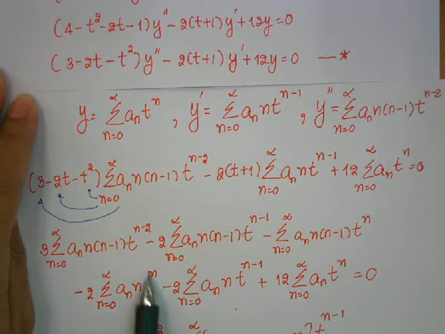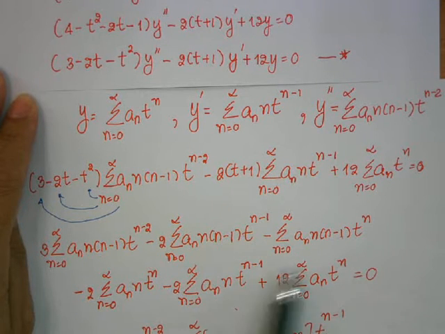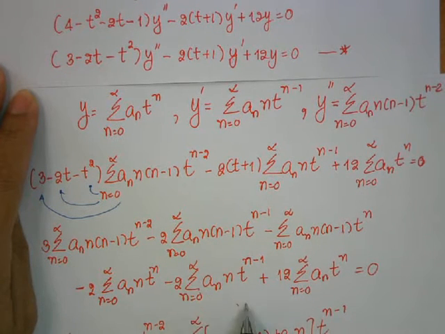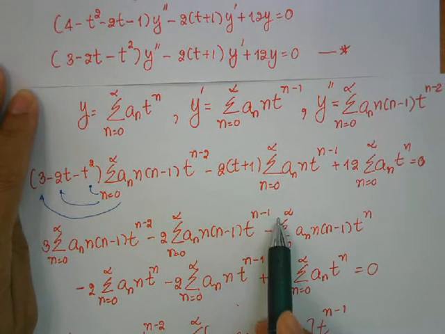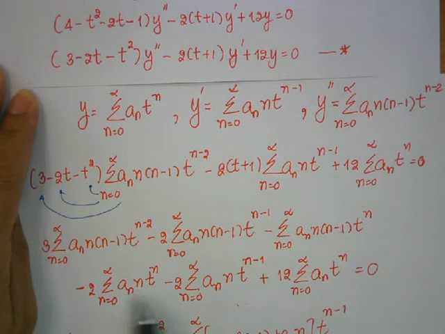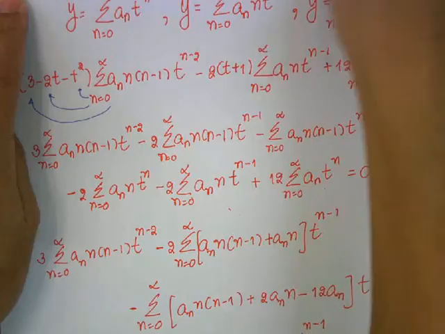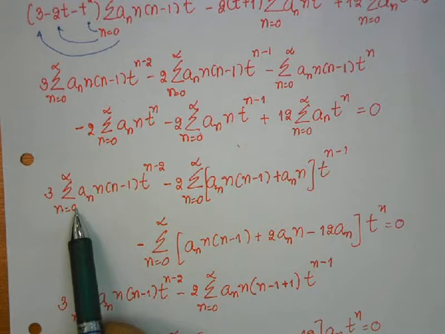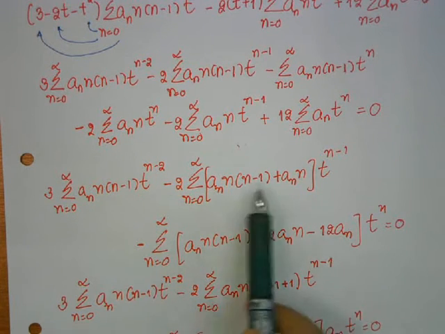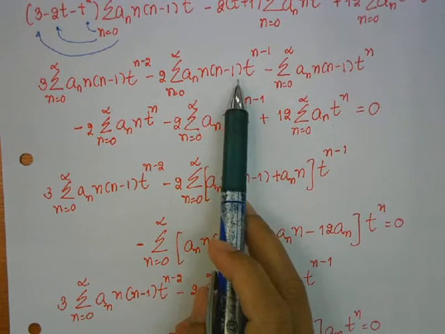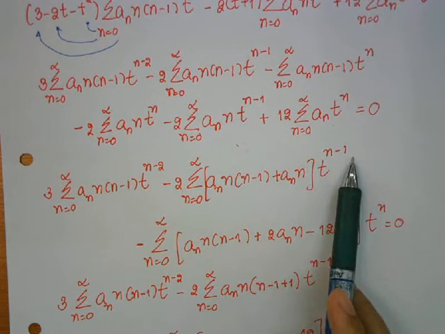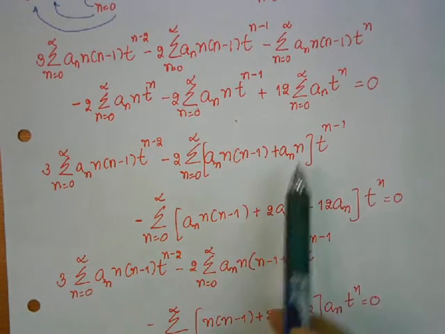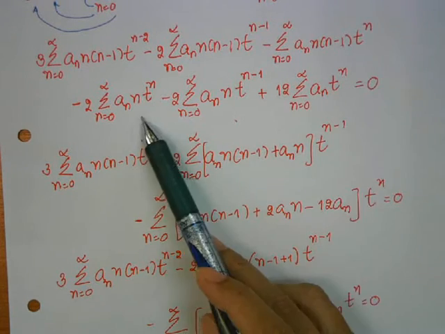Now, take a look at which terms have the same power and put them together. This term and this term I put together because I have t to the power of n minus 1. And this term has t to the power n. So here, the first term, you cannot combine with anybody. The second term, you combine the terms which have t to the power of n minus 1 together. And the third term, you combine the terms of t to the power n together.